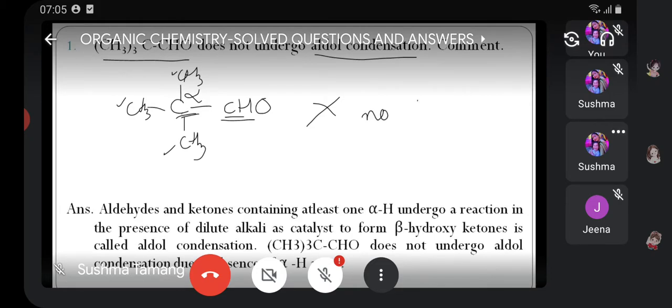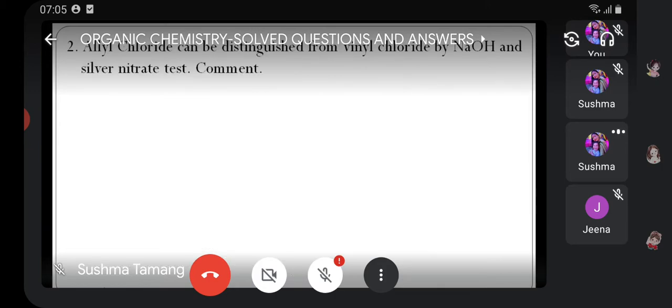Okay, no alpha hydrogen. So an aldehyde or ketone containing at least one alpha hydrogen undergoes a reaction in presence of dilute alkali, which acts as a catalyst, to form beta hydroxyketone or aldehyde, and this is what is called aldol condensation. And this does not undergo aldol condensation because it does not contain alpha hydrogen. Very simple answer.